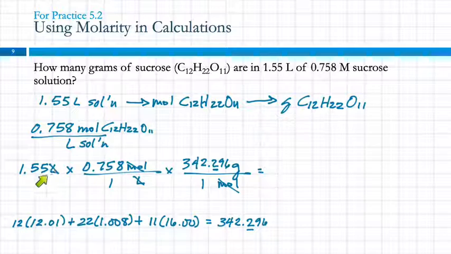Because I started with 1.55 and my molarity has 3, but this has more, which is good because then we just don't even have to think about it. So 1.55 times 0.758 times 342.296. 402.16 grams, 402 grams.